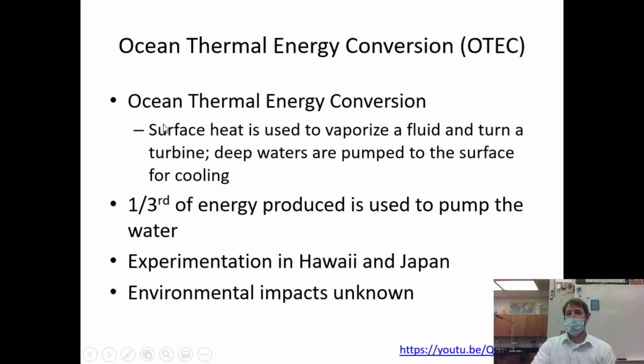If you think about it, the ocean is going to be warm at the surface where the sun is heating it, and it's going to be cold at the bottom. So what OTEC does is it uses that temperature gradient from warm to cold, and it pumps the cold water from the bottom, and it uses the sunlight for the warmer water, and we're able to get energy from that temperature gradient. So we're using hot and cold temperature gradient to produce electricity.